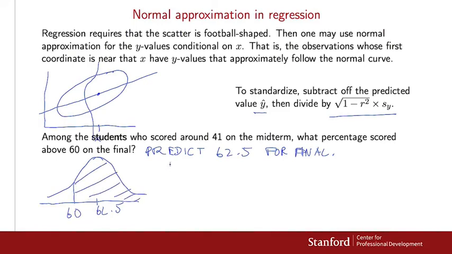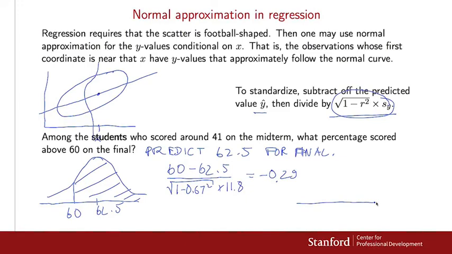So now we simply standardize 60. We take 60, subtract off 62.5, and we divide by that formula over here. So that's square root of 1 minus 0.67 squared times the standard deviation of the final exam scores, which is 11.8, and we find negative 0.29. So then we get a standard normal curve, and we have to figure out the area to the right of negative 0.29. And if you look up software, you find that this area is 61.4%.